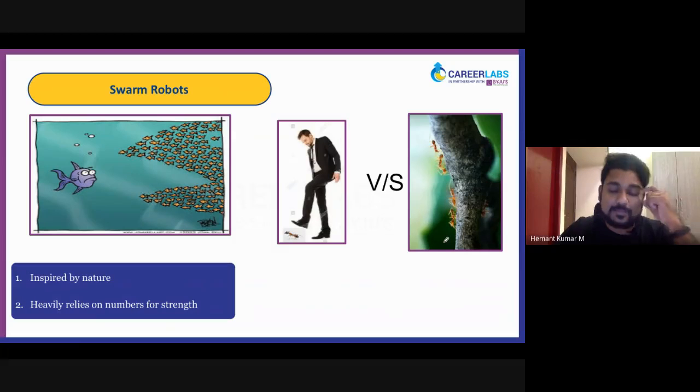Now, when you look in terms of application, where do you actually take this embedded system? Where can you actually apply it in real time, right? There is something called swarm robots. It's a very interesting theory. Okay, first let's go through the theory, then we'll have the practical application of the same.